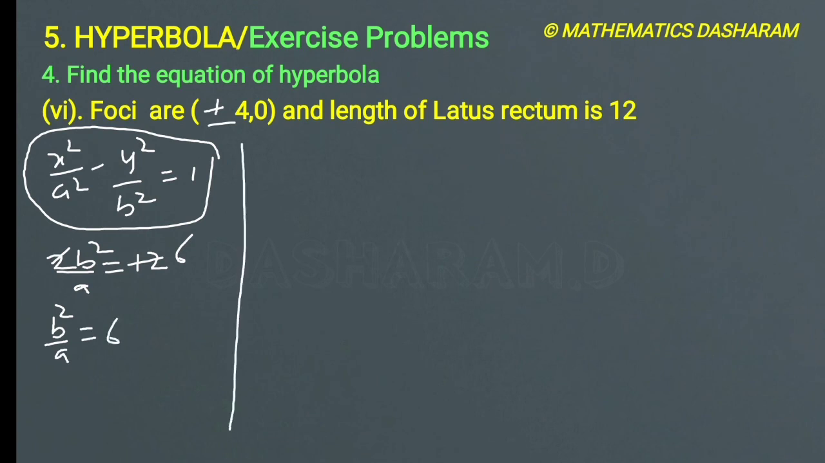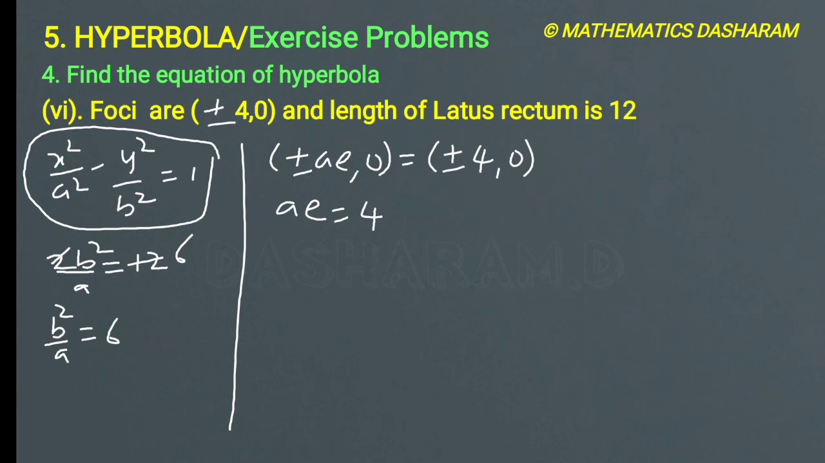So next one is the foci. Foci means plus or minus a comma 0. It is equals to plus or minus 4 comma 0. Then a into e equals to 4. So from this e equals to 4 by a, and from this b square equals to 6a.